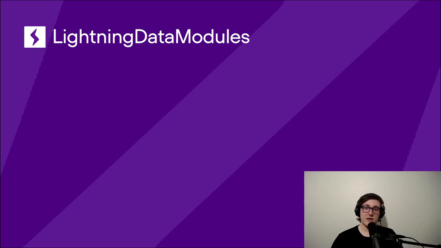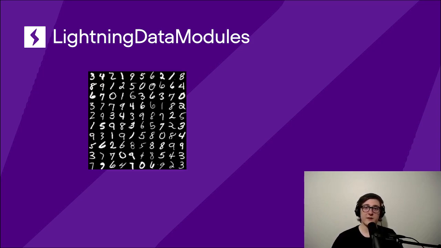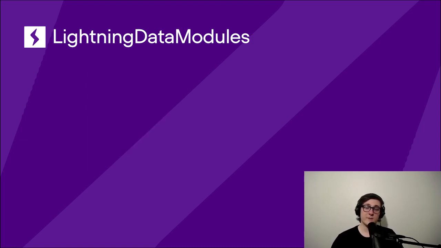Today, we'll look at a Lightning module that has hard-coded some things about the MNIST dataset, and what we'll do is we'll split that into two pieces. One will be the MNIST data module, and another will be a dataset agnostic model that can take in any data module that we'd like.